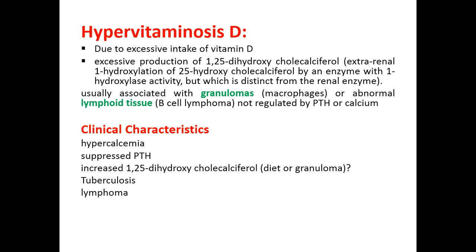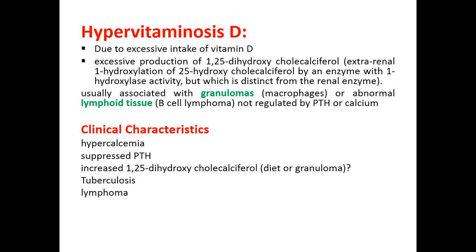How? They produce 1-alpha-hydroxylase enzyme and cause hydroxylation of 25-hydroxycholecalciferol into the active form of vitamin D, which is 1,25-dihydroxycholecalciferol. Examples of these abnormal tissues or conditions are granulomas or abnormal lymphoid tissues that are present in the body and cause this disturbance in the regulation of calcium balance.